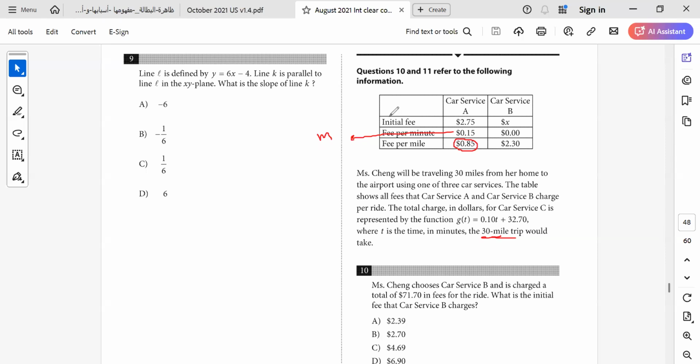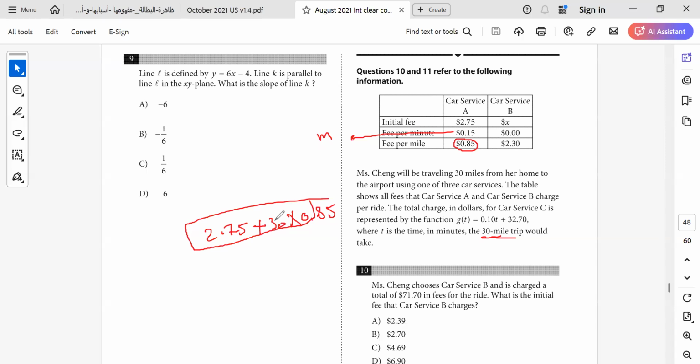Here the initial fee 2.75. I should add it to 30 miles multiplied by the fee per mile. But he did not mention that in the question. How do we know? Because the question says which function f gives the total fee in dollars of car service A in terms of t, in minutes, that the ride will take.